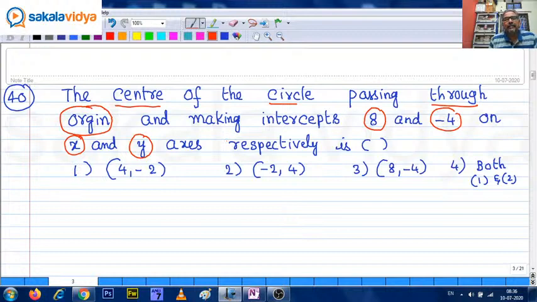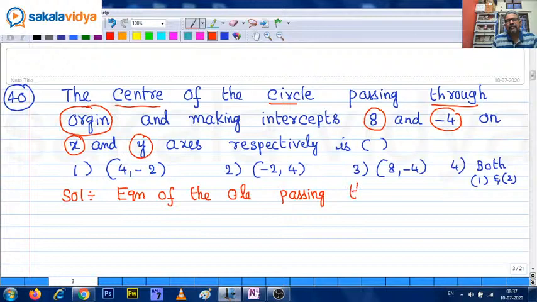So that means x-intercept is 8 means it passes through 8 comma 0. Y-intercept is minus 4, it passes through 0 comma minus 4. That means we need to find out the equation of the circle passing through, we have a shortcut also, passing through 0 comma 0 origin, x-intercept is 8 means 8 comma 0, y-intercept is minus 4 means 0 comma minus 4.